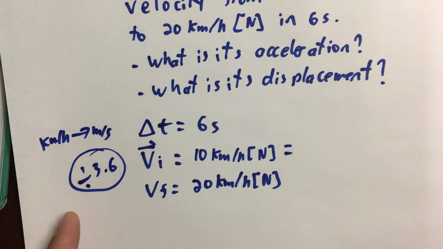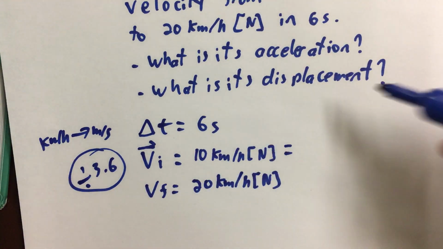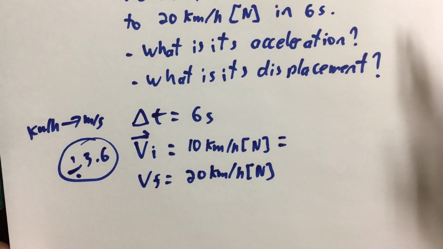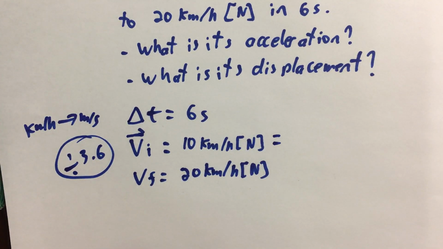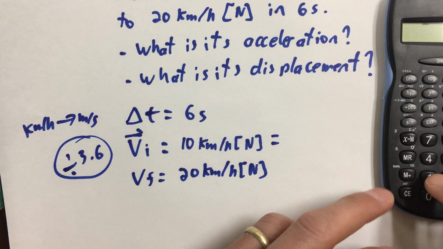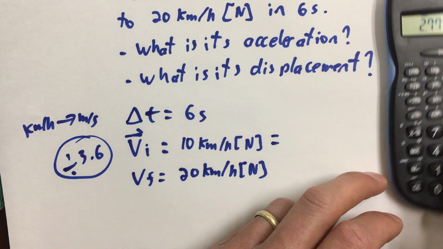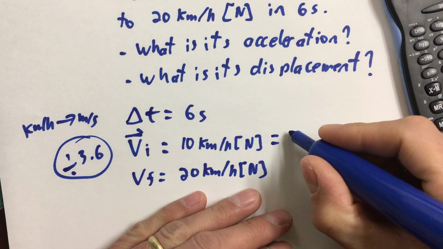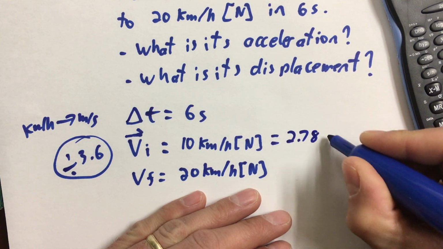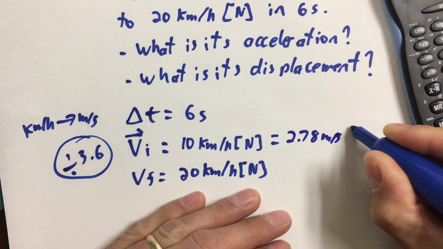And then you just might want to remember that the same velocity will be reported in a lower number in meters per second than it is in kilometers per hour. So that's how you can remember which one's dividing, which one's multiplying. So my 10 kilometers per hour is 2.78 meters per second. And that's north.